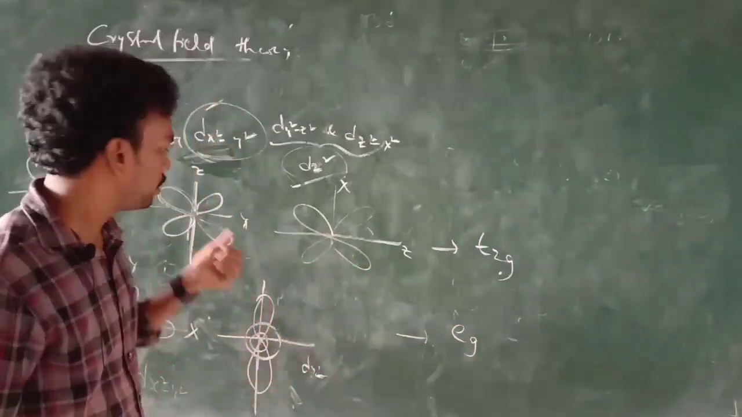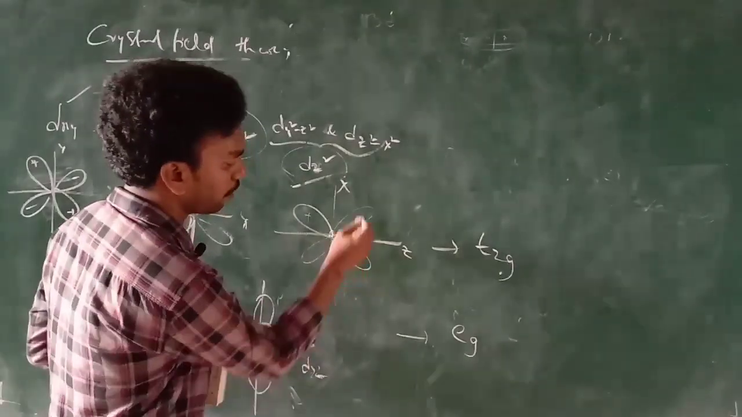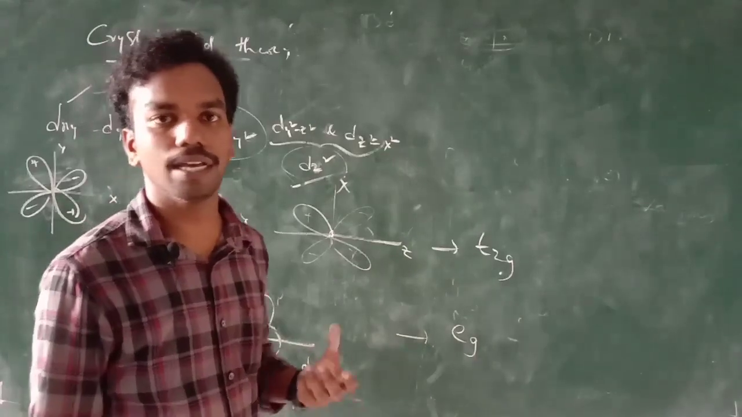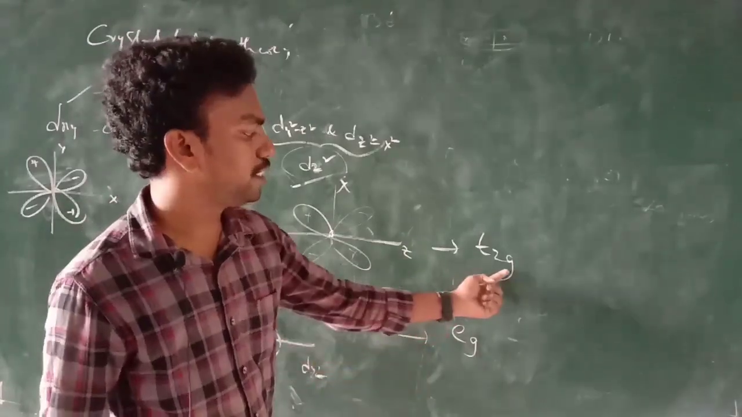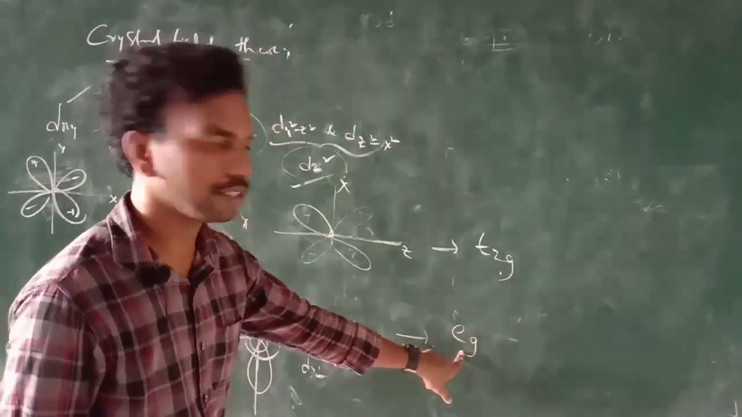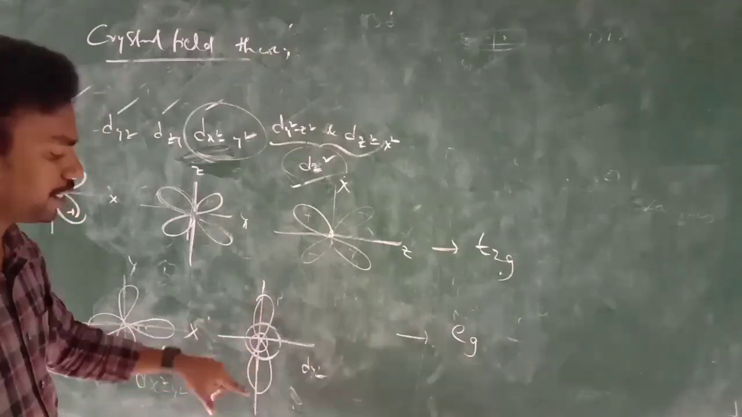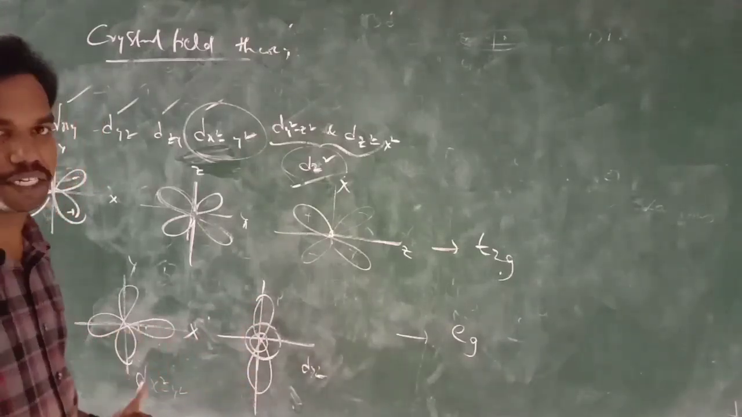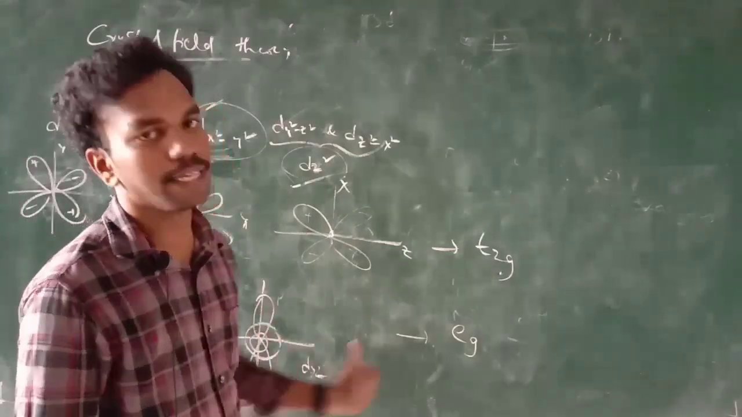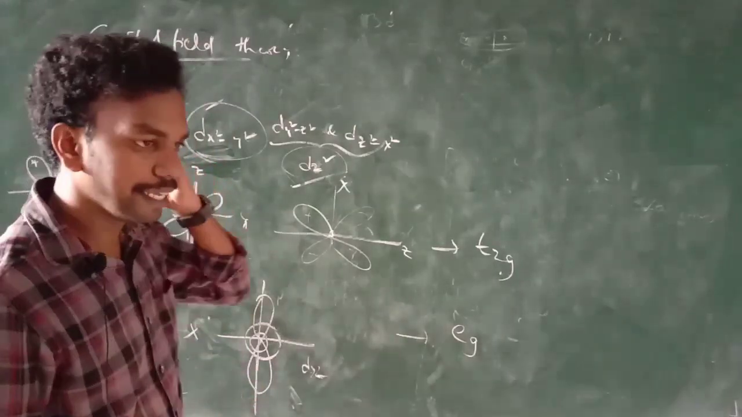Gerade means that if I have a center of inversion, plus and plus, minus and minus. So these orbitals have a center of inversion. If there is any center of inversion, we should use g, gerade. In this Eg, the E stands for 1, 2, so doubly degenerate. Here also there is a center of symmetry, right? So these two d orbitals are doubly degenerate gerade orbitals.